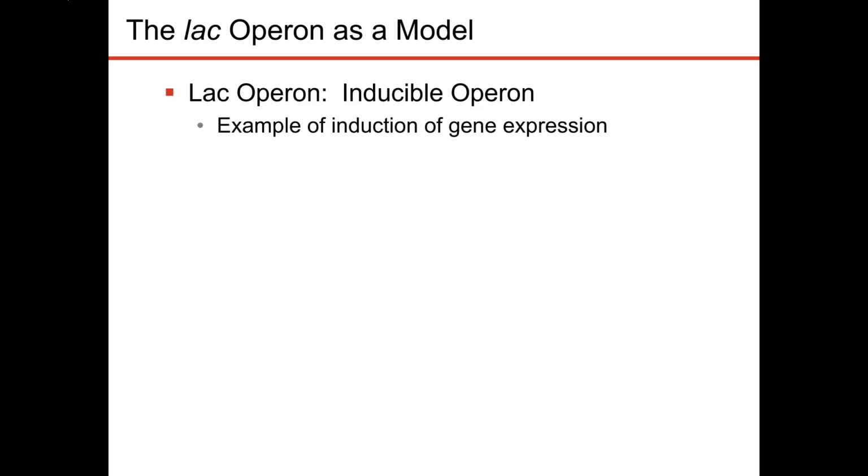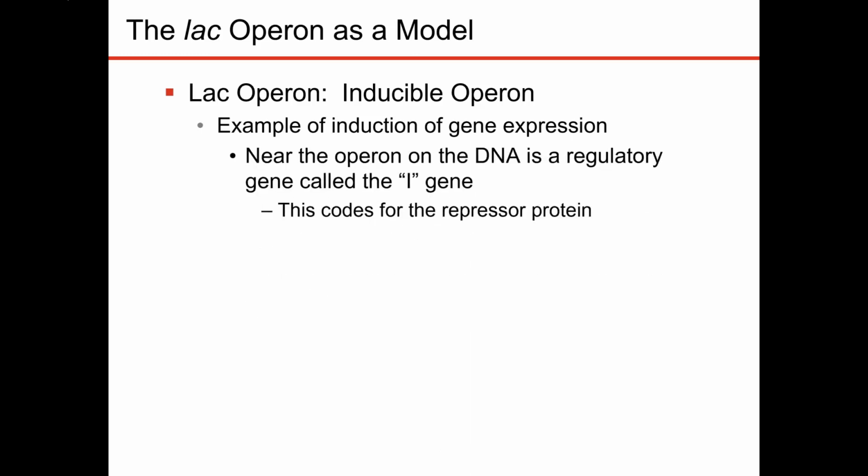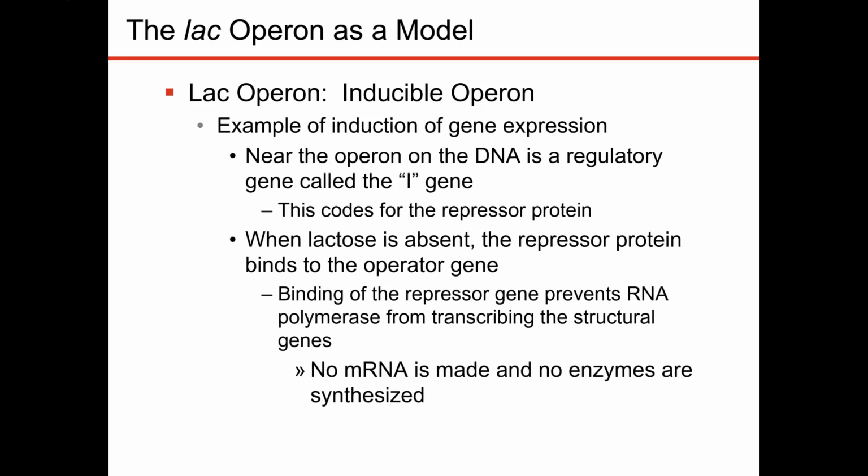So now let's look at an operon and how it has both positive and negative regulation. It uses both repressor proteins as well as activators to control gene expression. The lac operon is one of the most well-known operons. So near the operon is a region that controls the production of the repressor protein. And so this is known as the I gene. And the I gene produces repressor proteins.